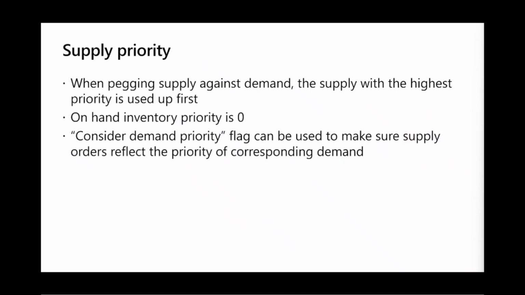We also have the ability with this functionality to consider demand priority when we're calculating supply priority. What this means is, if I have demand with a higher priority and I have a corresponding supply order, then I want that supply order to have a higher priority as well, which will translate our priority throughout the supply chain.